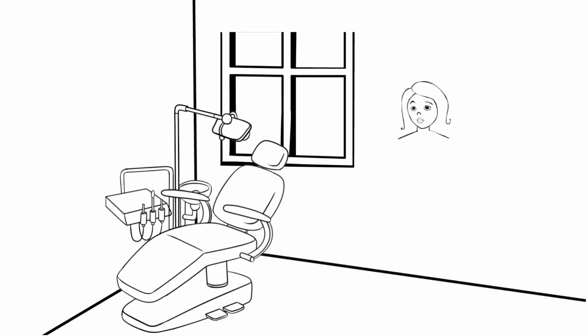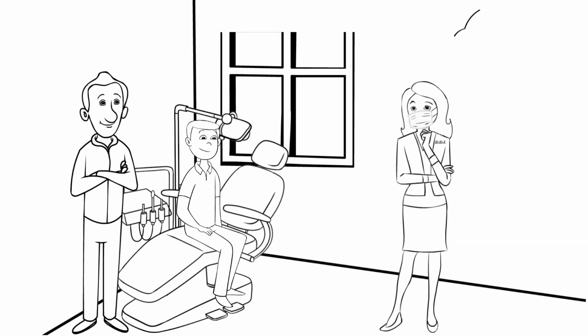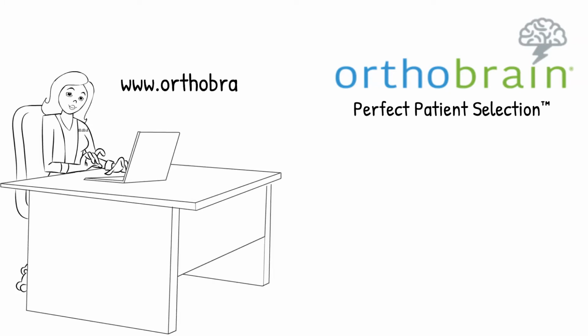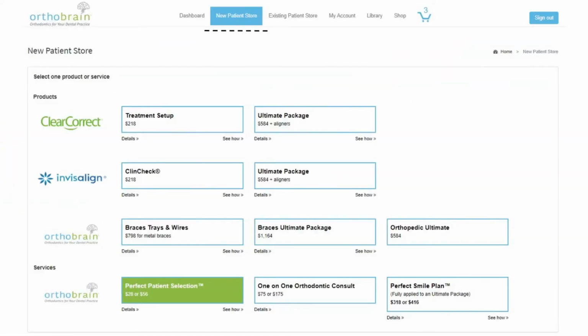So, you've just determined that one of your dental patients needs orthodontic treatment, but you're unsure if you should refer him to a specialist or if you can treat him yourself. With OrthoBrain's perfect patient selection, you don't have to guess. It's as simple as going to orthobrain.com and logging in through our doctor portal. From there, under the New Patient Selection tab, you can choose Perfect Patient Selection.